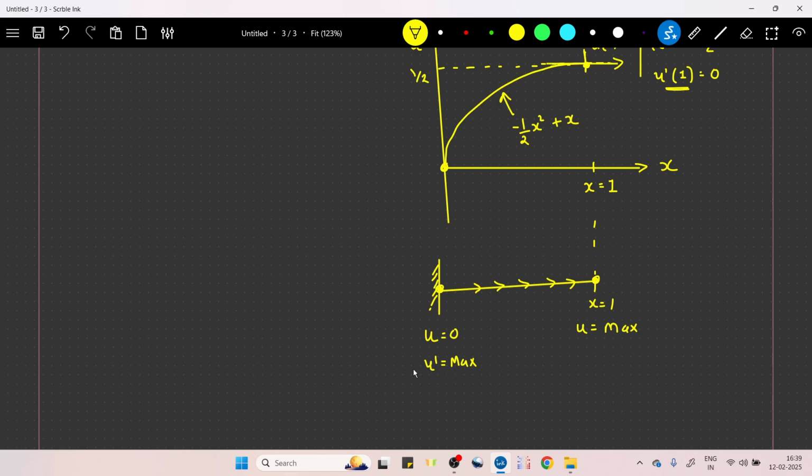So u dash is equal to max. U dash is nothing but force. We know internal force is nothing but AE u dash, right? AE du by dx. So we can say u dash is nothing but force only, internal force, which is going to be max at this constraint. And here u dash is going to be 0, because u dash is equal to 0, so the internal force is going to be 0 here.